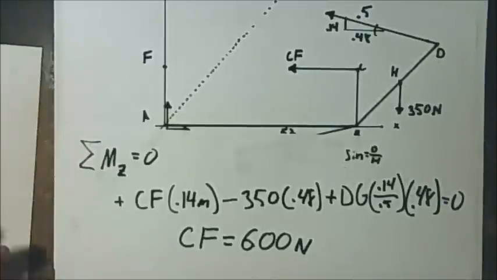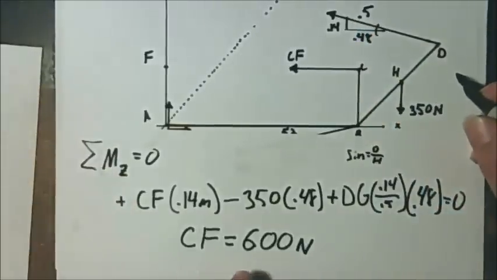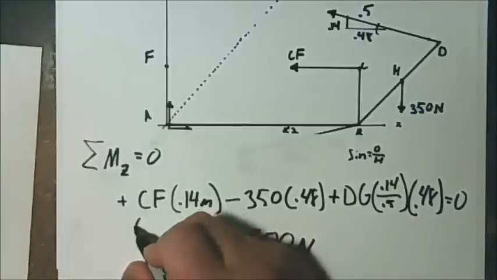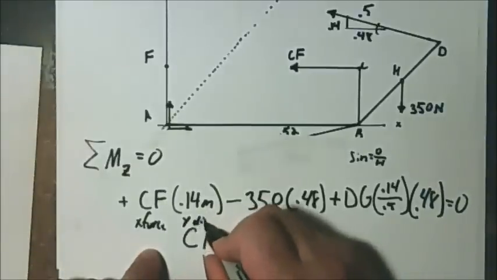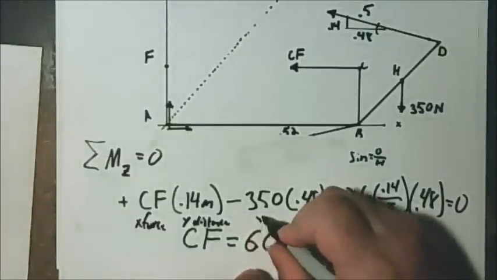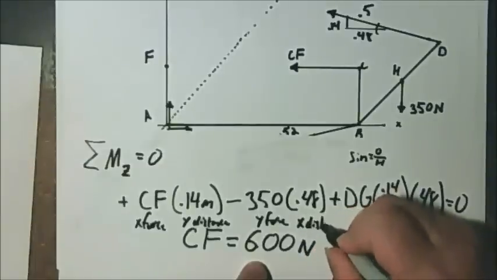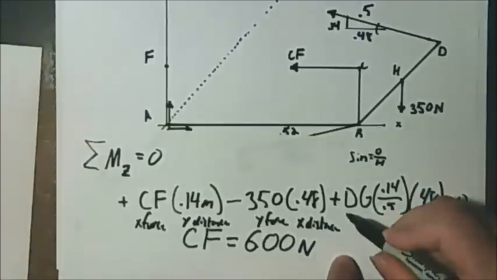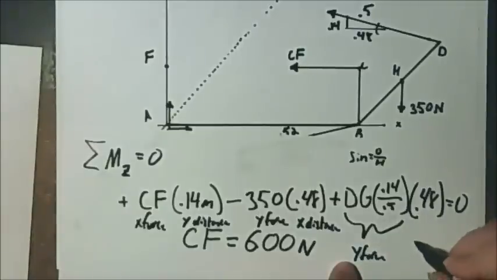Again, notice when we're setting this up, we're taking the moment about a Z-axis. Here I have an X force times a Y distance. Here I have a Y force times an X distance. Here this whole thing represents a Y force and an X distance.